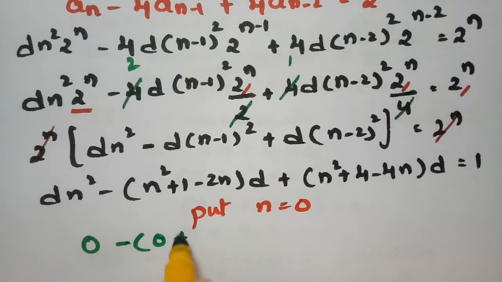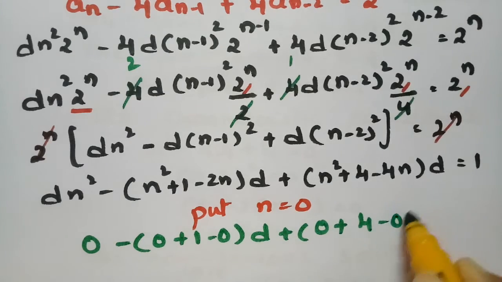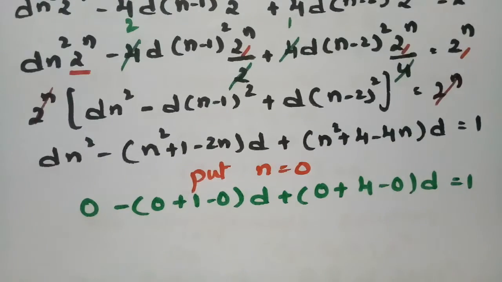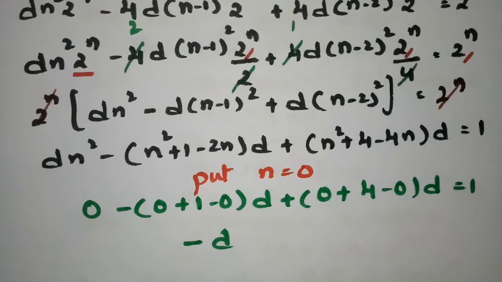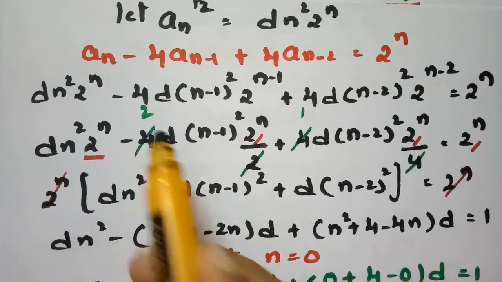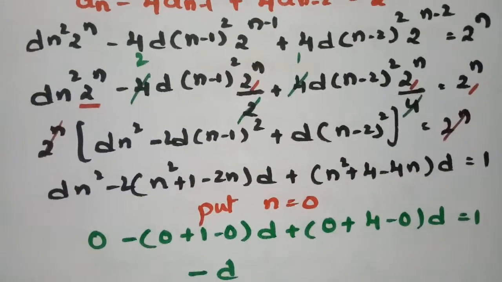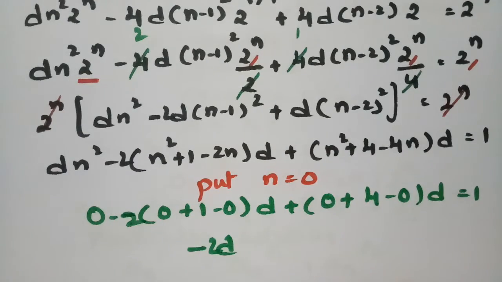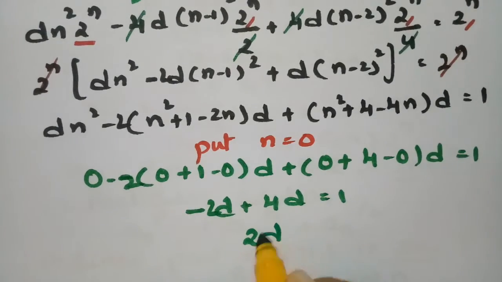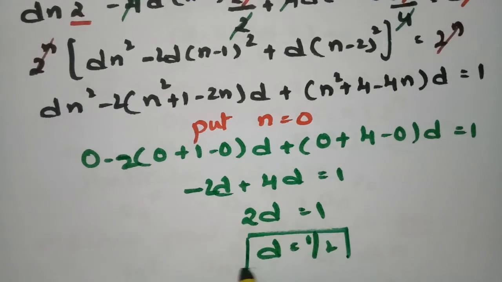This will be 0 plus 1 minus 0 into d, and this is again 0 plus 4 minus 0 into d is equal to 1. See here, this will be minus d and this is 4d. In this equation we cancelled 2 times, so we have to write 2 here. So this will be 2 times minus 2d, and what remains is plus 4d is equal to 1. So this will be 2d is equal to 1 and d value is equal to half. So we got the value of d as half.